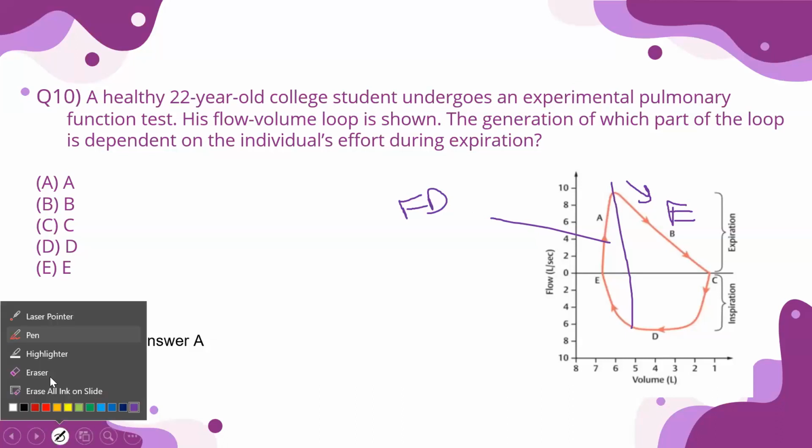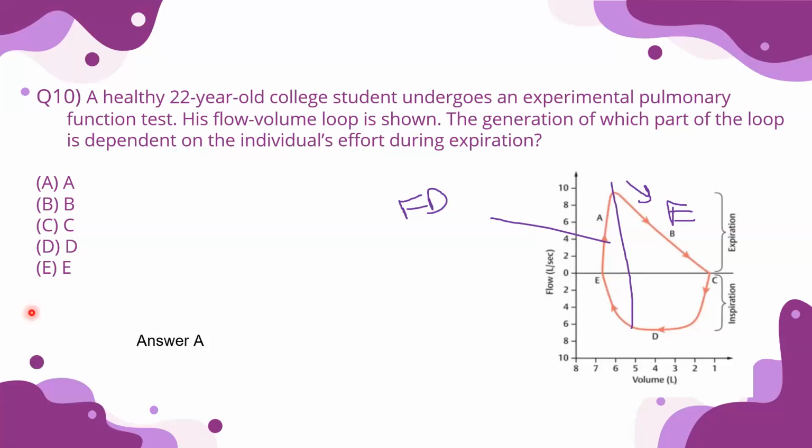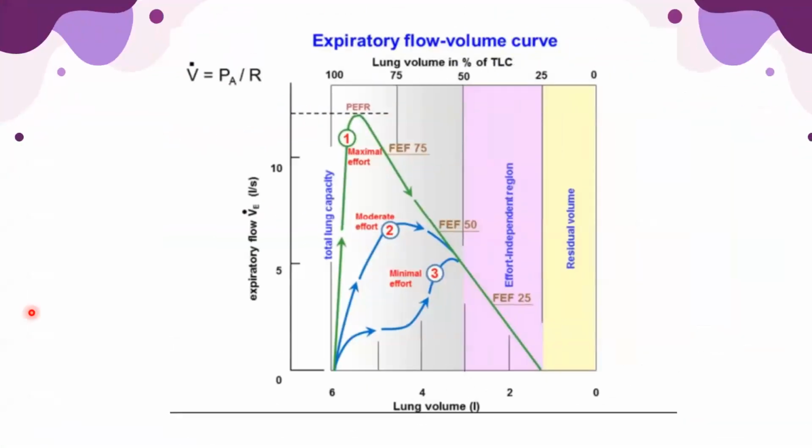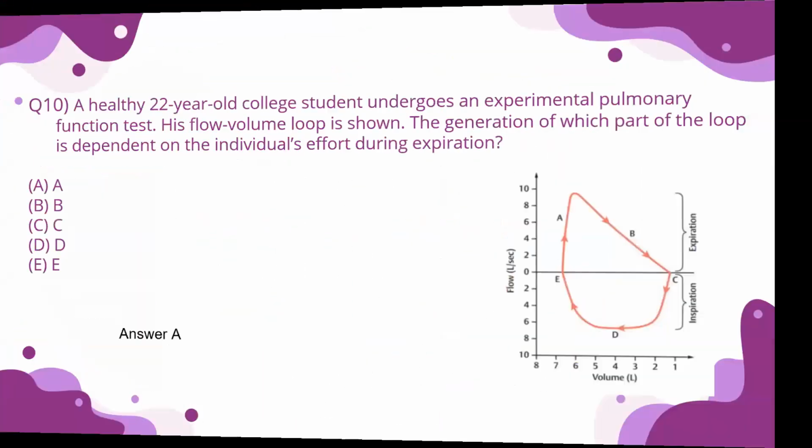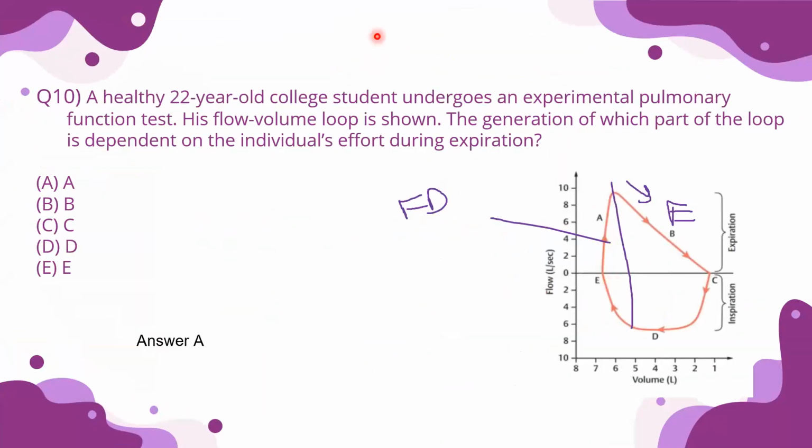If you want to see this on the graph that Dr. Shams put in his presentation, okay, you can see that right here. The initial part is the one which is part of the effort dependent region, which is the initial part of this graph, which is what we see here in A. Guys, does this make sense? I can repeat it.